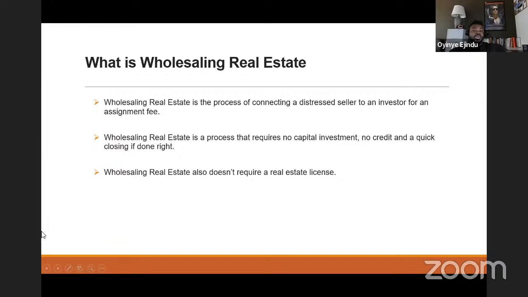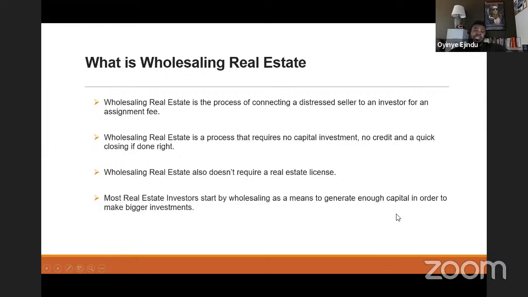I'll give you guys a quick story about myself as well, so you understand that this is possible and feasible for anybody else out there. Wholesale real estate does not require a real estate license, so you don't have to be licensed to be a real estate investor, or especially wholesale in real estate.